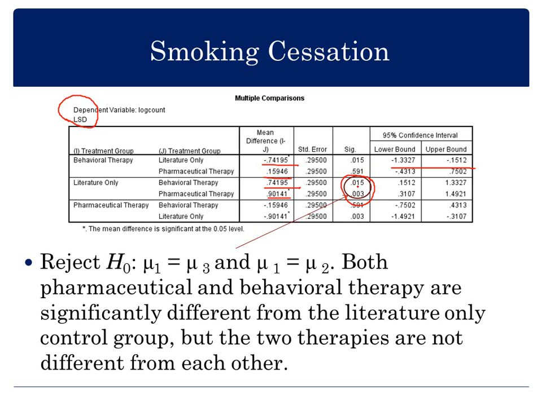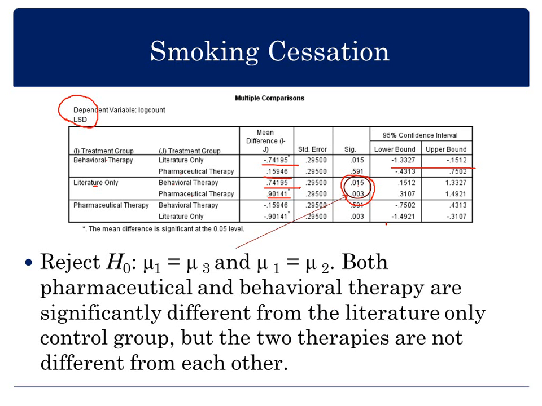And what this tells me is that both pharmaceutical and behavioral therapy are significantly different from the literature group. Literature versus behavioral therapy had a p-value of 0.015. Literature versus pharmaceutical therapy had a p-value of 0.003. Those are both statistically significant. However, the two therapies are not different from each other. So I can look up here. Behavioral therapy versus pharmaceutical therapy has a p-value of about 0.6. So ANOVA on its own will not tell you where the difference is, but it will tell you if a difference exists, and then you have to go look for it.